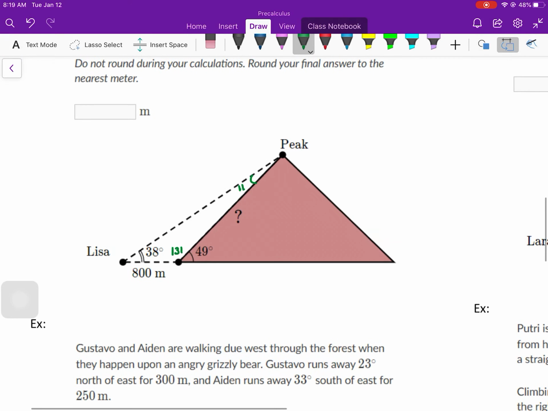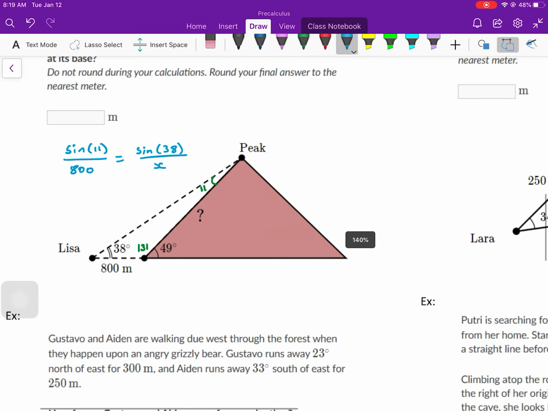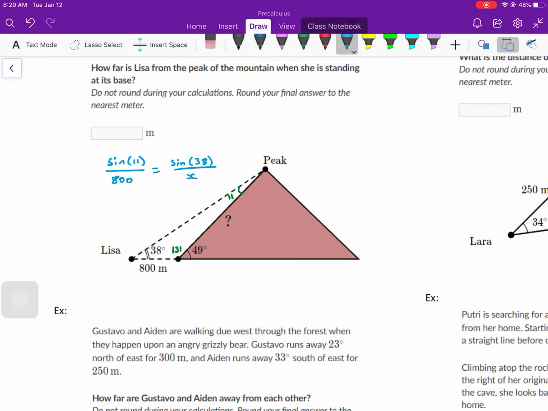So now we can set up our law of sines. Sine of 11 over 800 equals sine of 38 over the question mark. We'll call that x. And right here is our setup. We cross multiply and solve. I'll let you guys go back to law of sines if you need to watch the video on how to solve that.